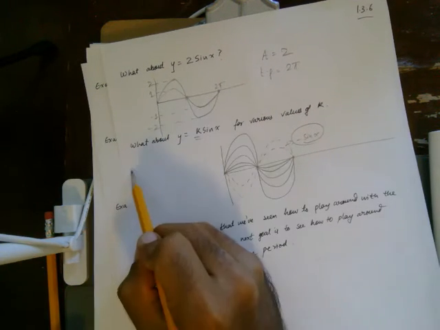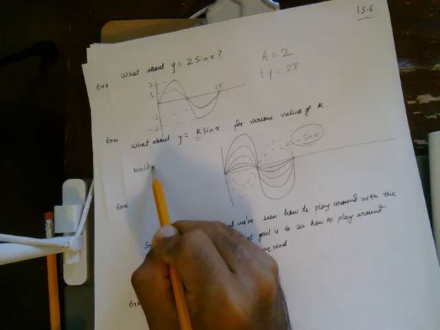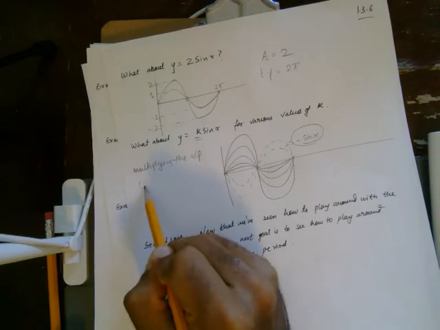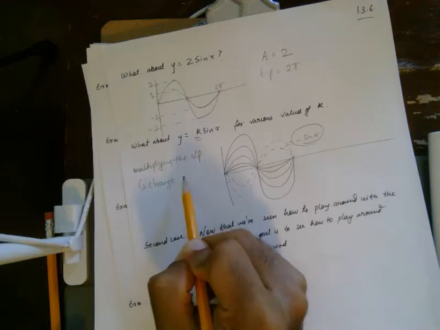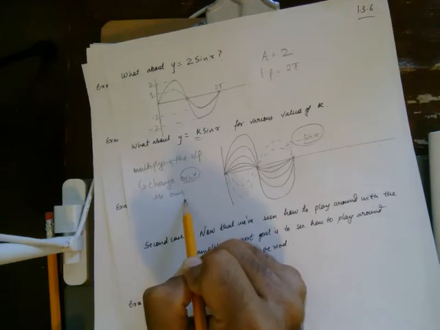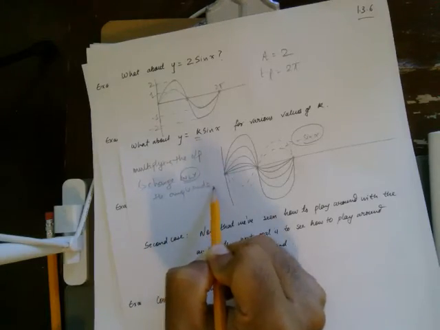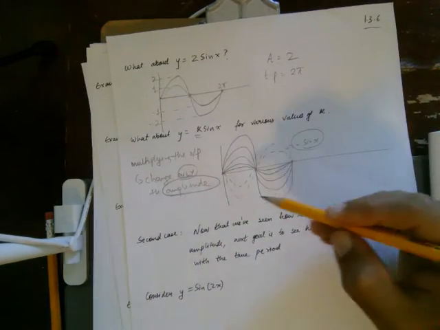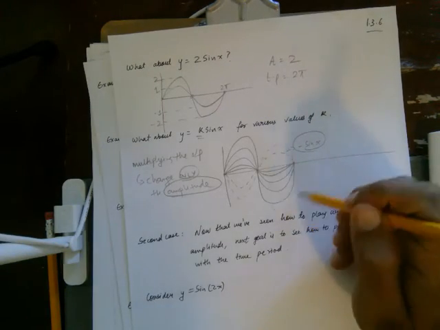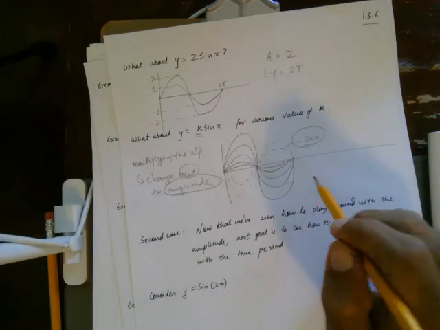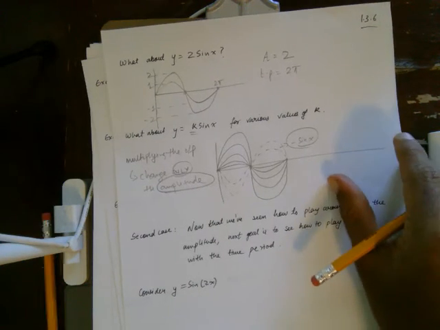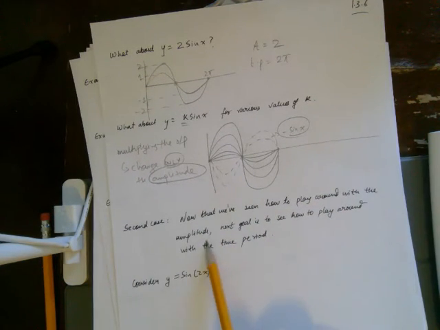So multiplying the output, what does it do? It changes only the amplitude. Okay, so it just changes how low or how high the sine curve can go. So that's how you mess around with the amplitude.